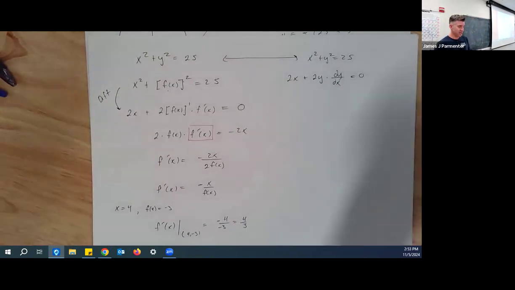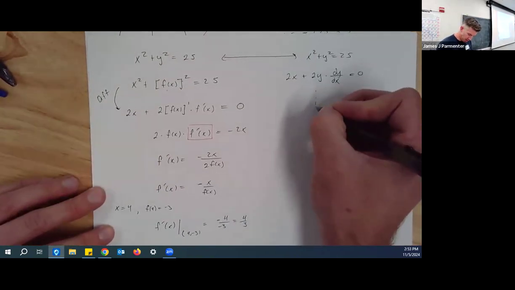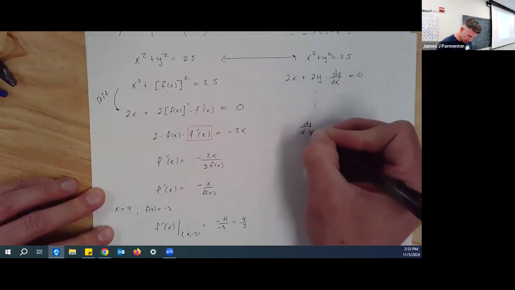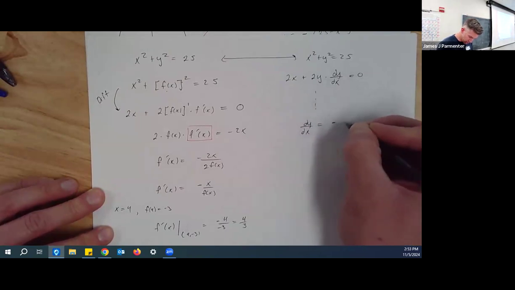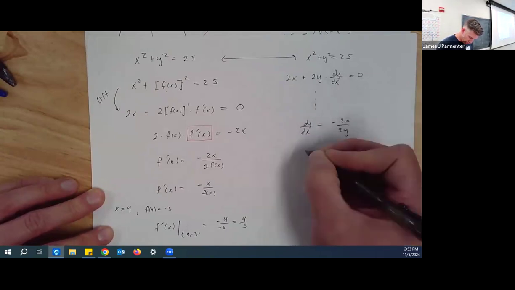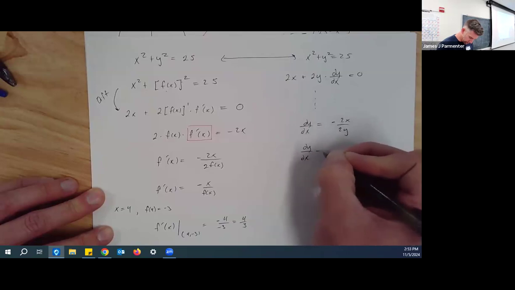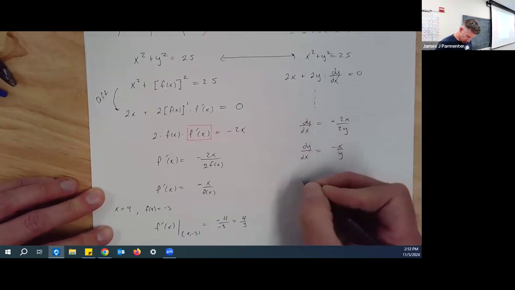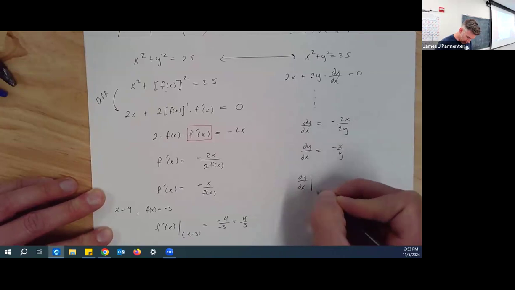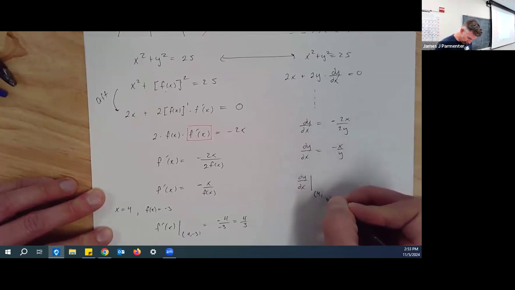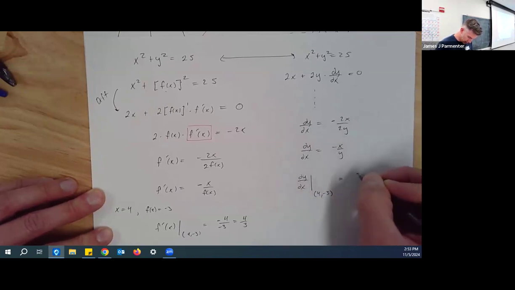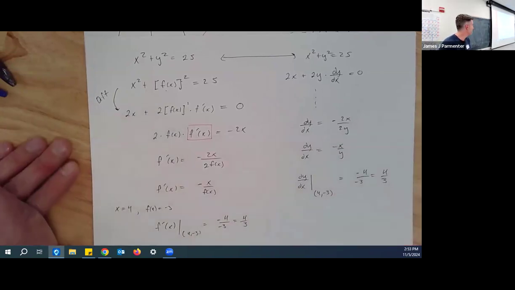And then the work is literally the same. You end up solving and you end up getting dy dx equals negative 2x over 2y, or dy dx equals negative x over y. And if you want to plug in your point, which is x equal to 4 and y equal to negative 3, you get exactly the same negative 4 over negative 3, which is positive 4/3.